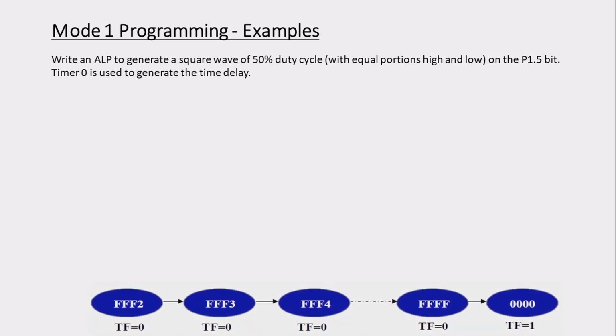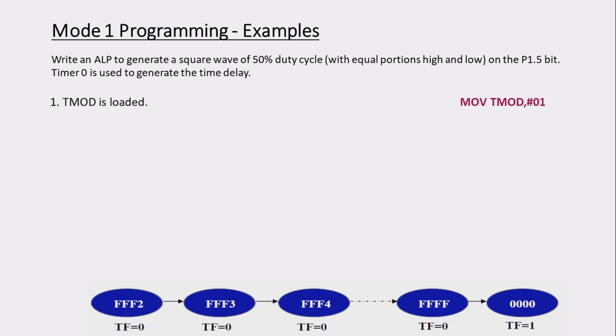Before going to the steps, let me take something like this. Timer 0 starts counting from FFF2 hexa and counts till FFFF hexa. Based on the diagram, we can make sure that TL will be loaded with F2 hexa and then TH will be loaded with FF hexa.